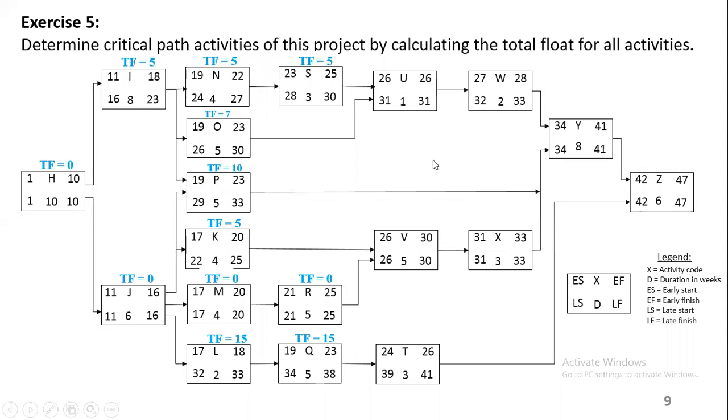How much is it? Yeah, 5. 5. 0. 0. 0. Can you see a trend already of the zeros? Can you see it? Yes. Yeah. 15. Okay, this one is 15.